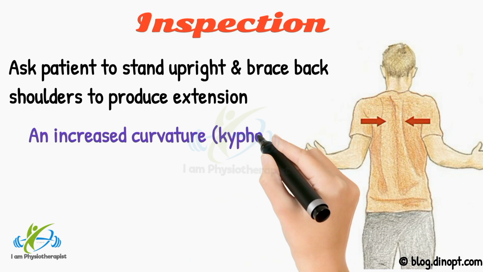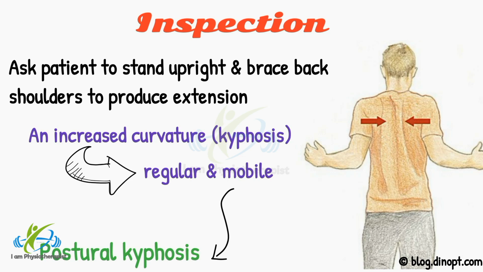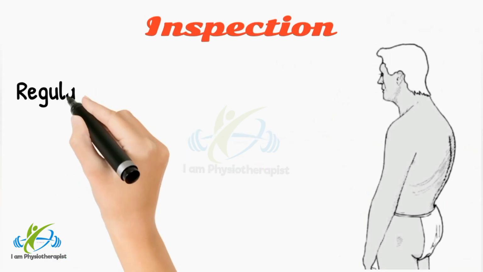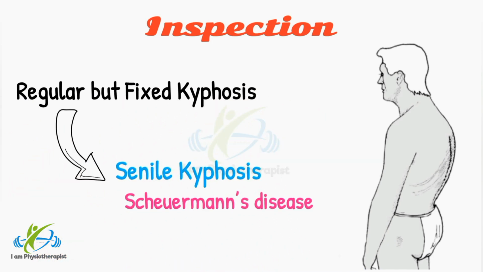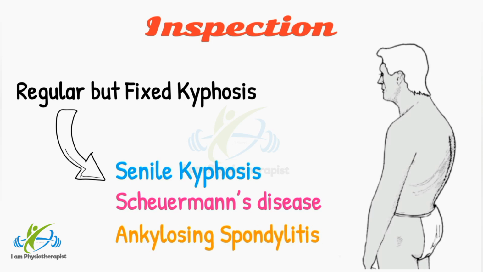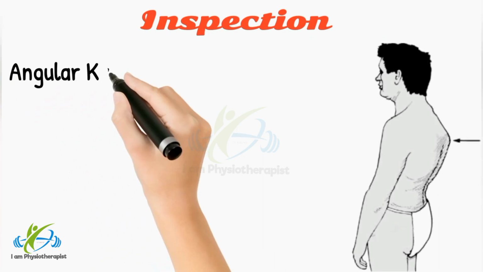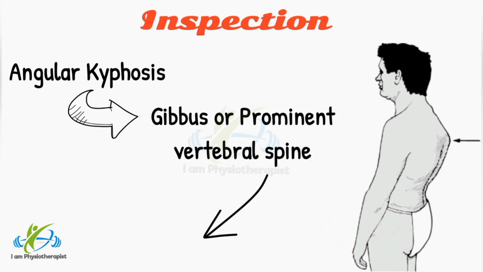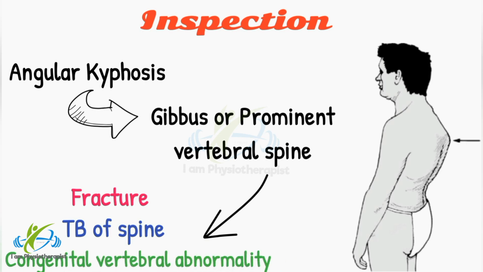An increased curvature, kyphosis, which is regular and mobile, is found in postural kyphosis. If a regular but fixed kyphosis is found, the commonest causes are senile kyphosis, Scheuermann's disease, and ankylosing spondylitis. If there is an angular kyphosis, with a gibbous or prominent vertebral spine, the commonest causes are fracture, tuberculosis of the spine, or a congenital vertebral abnormality.